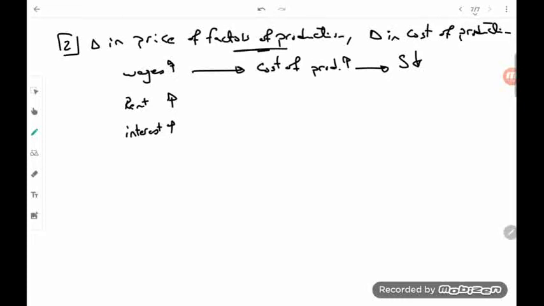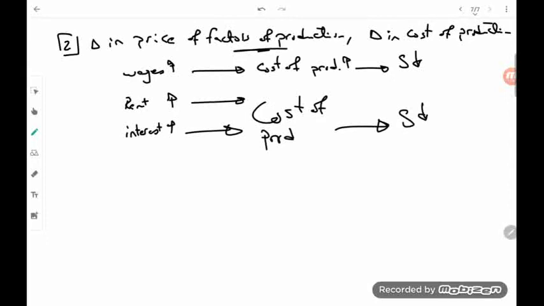So factors of production are land, labor, capital, and entrepreneurship. Land earns rent, capital earns interest, and labor earns wages. An increase in the price of any one of them will cause an increase in cost of production of the products. And as a result, suppliers have to decrease their supply of these products.